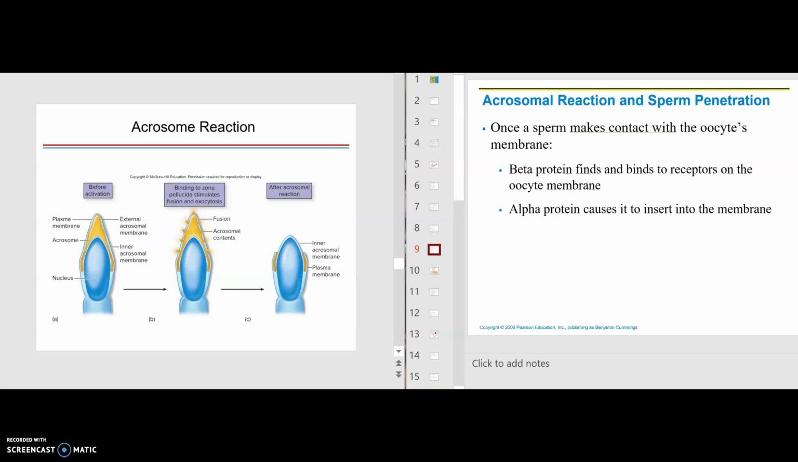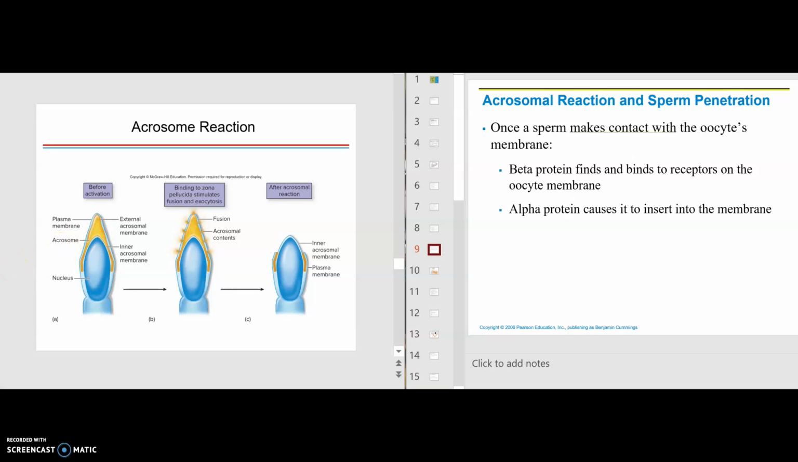Okay, class, we are now again looking at the acrosome reaction. The acrosome again is a vesicle located at the top of the sperm head. Here is the membrane, plasma membrane, also called cell membrane for the sperm, and here's the membrane for the vesicle. The vesicle again is the acrosome because it's just a regular vesicle.